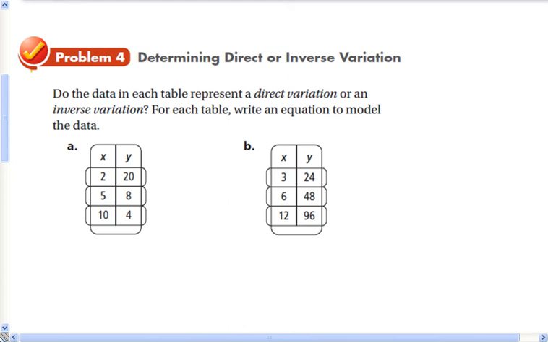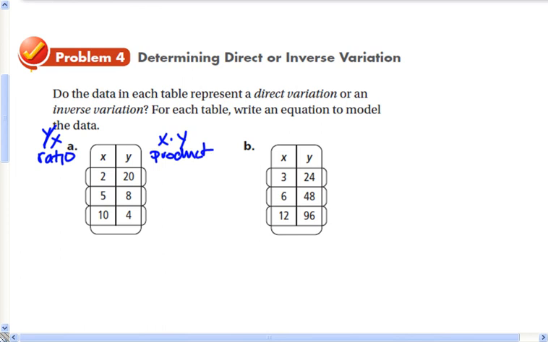I'll just do that over here. This side we'll do the ratio of y divided by x, and over here we'll do the product, x times y. And if we get a constant product, it's an inverse variation. If we get a constant ratio, then it's a direct variation.